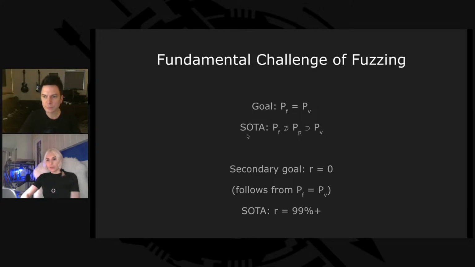Currently, however, the reality, the state of the art, is that the probability distribution of the fuzzer is not even a superset of the probability distribution of the program, because a fuzzer is not guaranteed to generate every single input that a program can accept.